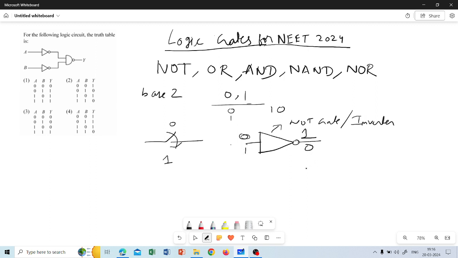So similarly, I can write the truth table as y is equal to a bar. This is Boolean algebra. Logic gates follow Boolean algebra. So if a is 0, then a bar is 1, and if a is 1, then 0. This is the truth table for the NOT gate.